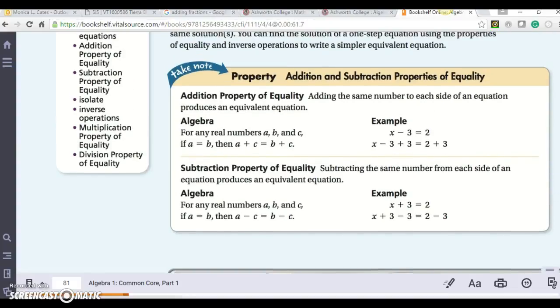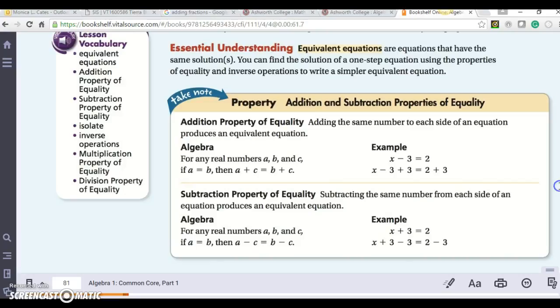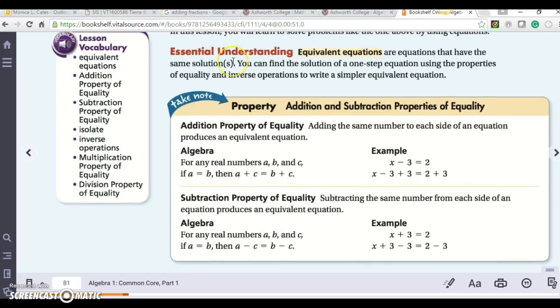Okay, we're looking at lesson 2-1, solving one-step equations. And we're going to start off by looking at the essential understanding. Equivalent equations are equations that have the same solutions. You can find the solution of a one-step equation using the properties of equality and inverse operations to write a simpler equivalent equation. So, addition and subtraction properties of equality.